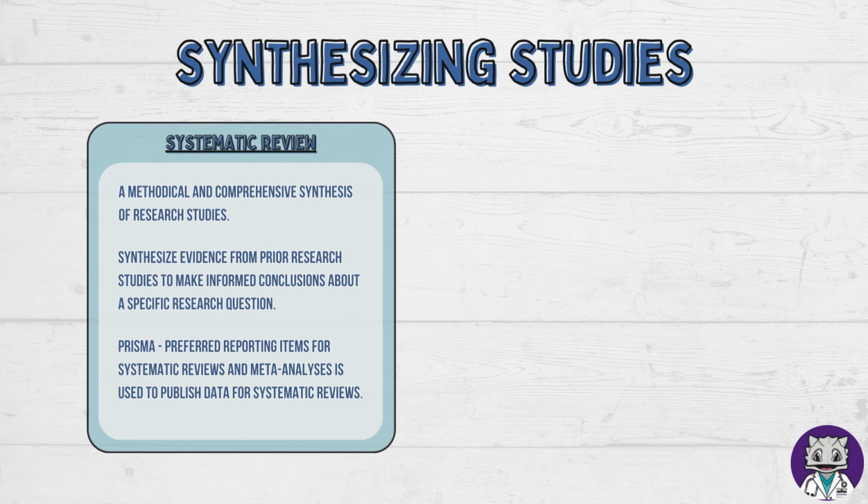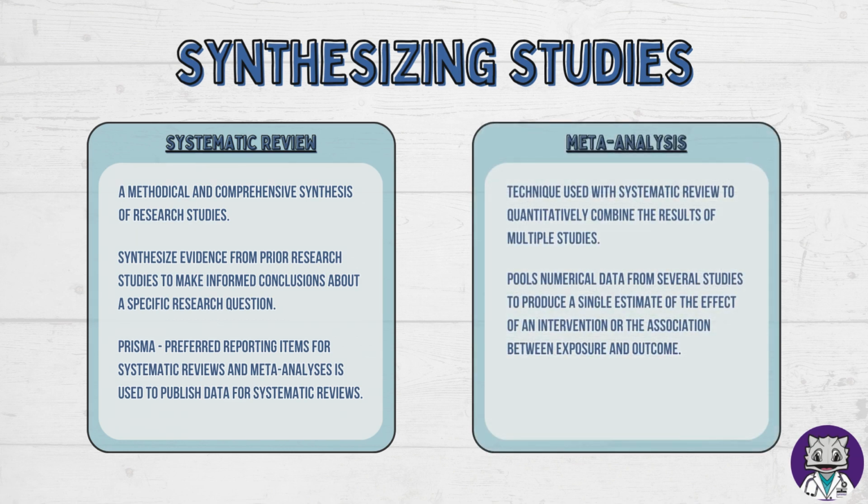Synthesizing studies integrate findings from multiple studies. These include systematic reviews and meta-analyses. Systematic reviews thoroughly collect and synthesize evidence from prior research to make informed conclusions about a specific question. They follow a structured approach, like PRISMA, to ensure transparency and completeness. Meta-analysis is a statistical technique used within systematic reviews to combine numerical data from multiple studies, providing a single estimate of an intervention's effect or the association between exposure and outcome.